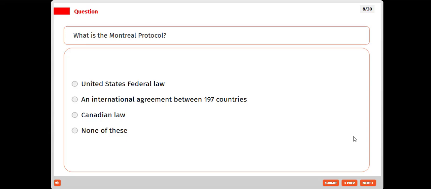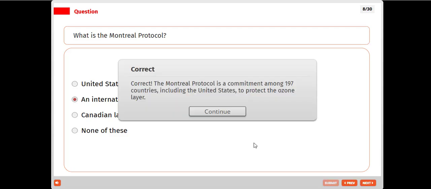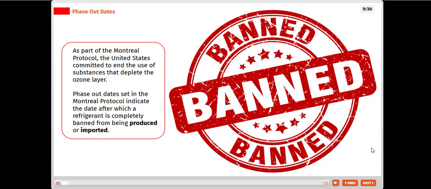What is the Montreal Protocol? United States federal law, an international agreement between 197 countries. Right. As part of the Montreal Protocol, the United States committed to end the use of substances that deplete the ozone layer. Phase-out dates set in the Montreal Protocol indicate the date after which a refrigerant is completely banned from being produced or imported.